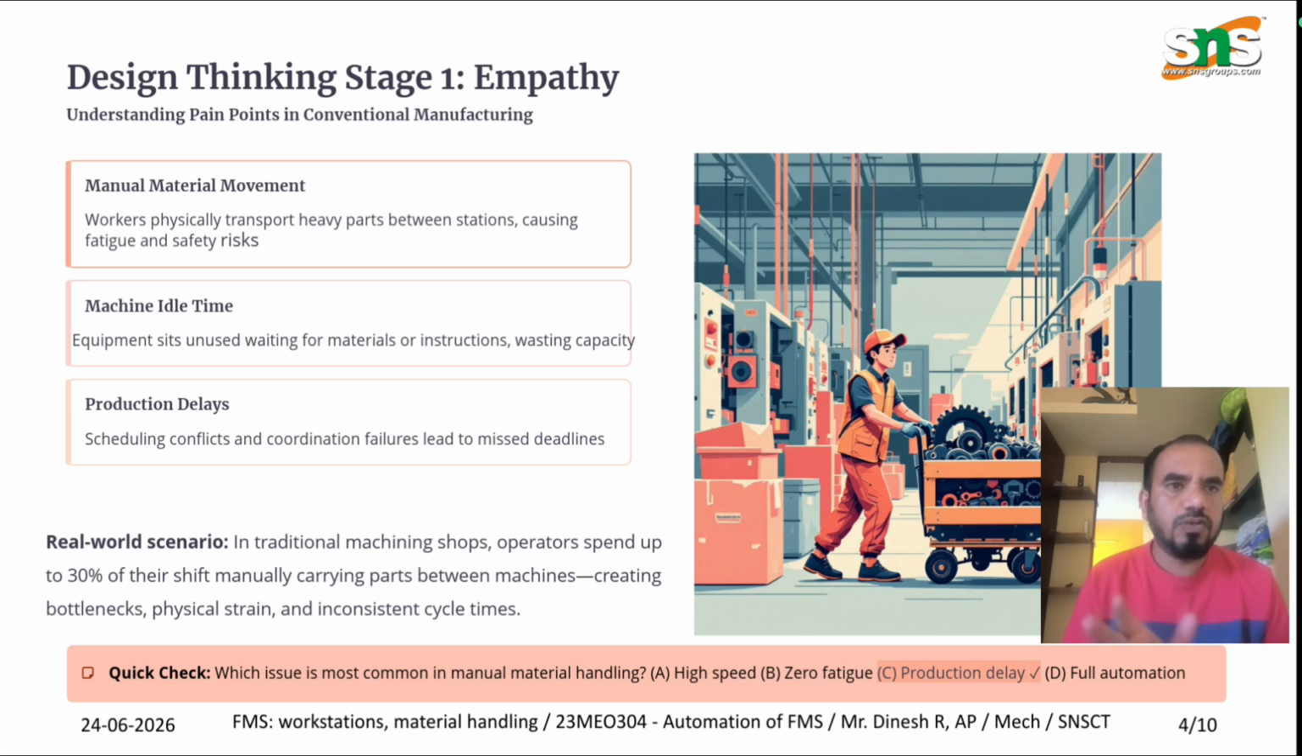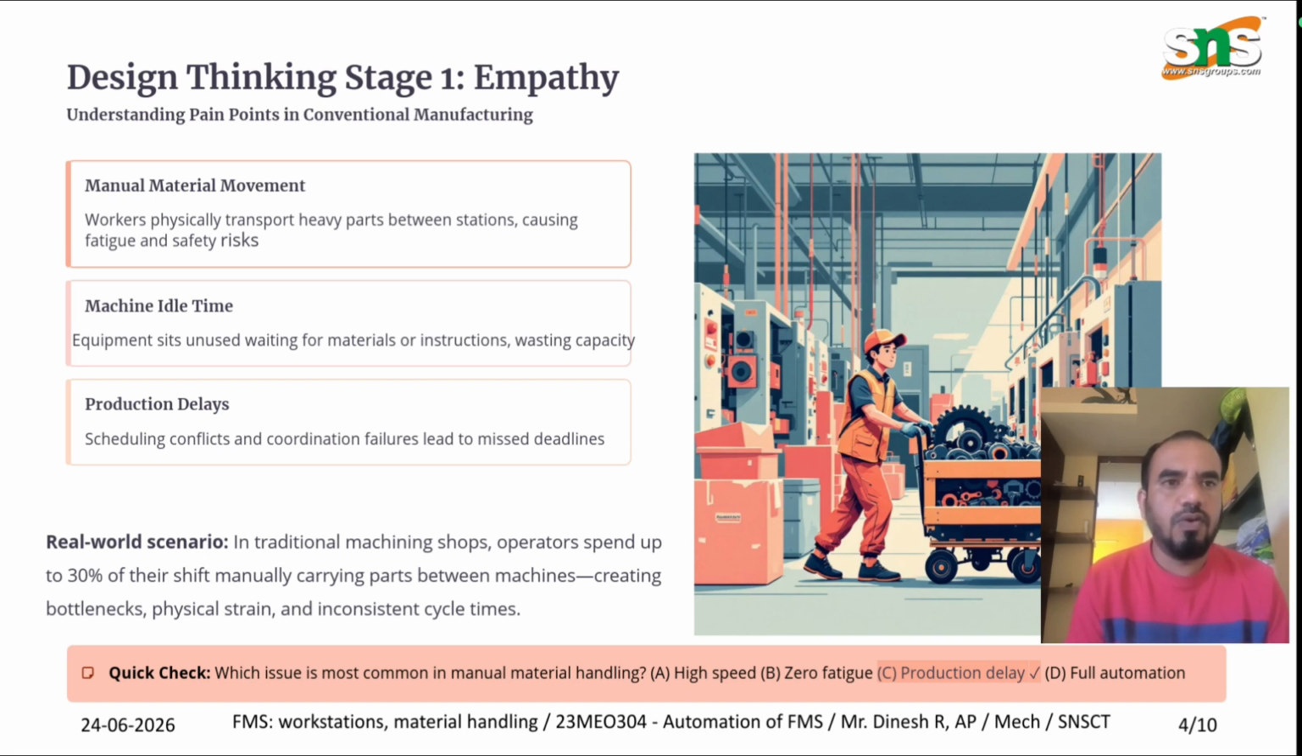Okay, so now let's take a real world scenario. In traditional machining shops, operators spend up to 30% of the shift manually carrying parts between machines. Okay, creating bottlenecks, physical strain, and inconsistent cycle timing. Okay, so this is the real world scenario.